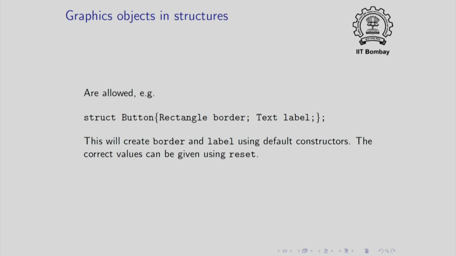Graphics objects can also be included in structures. For example, if you want, you may create a struct button which contains a rectangle which gives the border of the button and a text label which puts the text on that rectangle. This will create a struct, and when you make an instance of it, it will create border and label, but these will again be created using the default constructors. To give them the correct values, you will have to make a reset call.